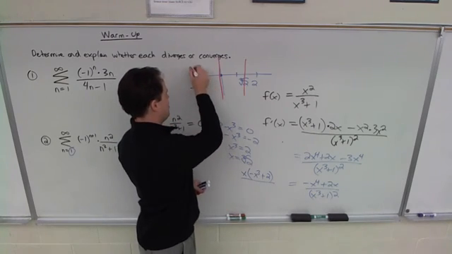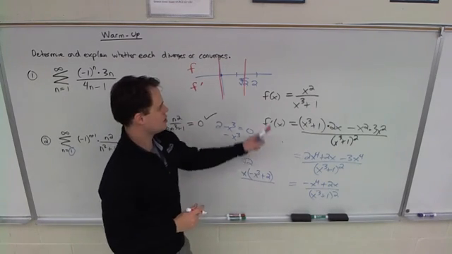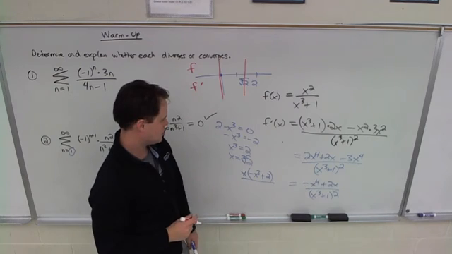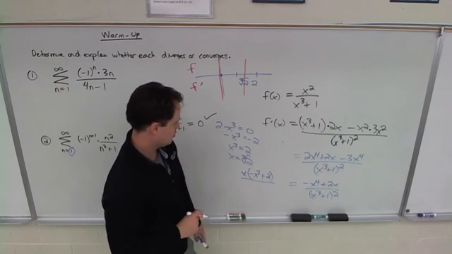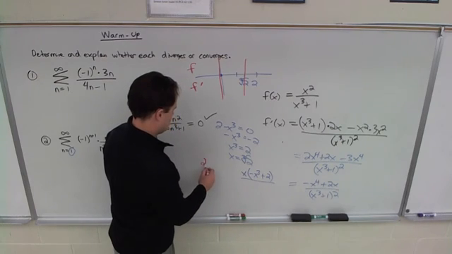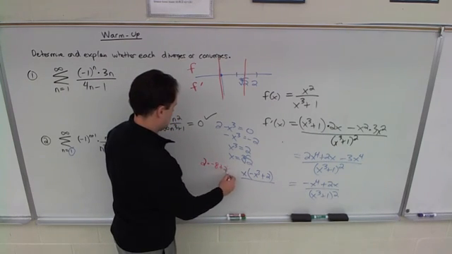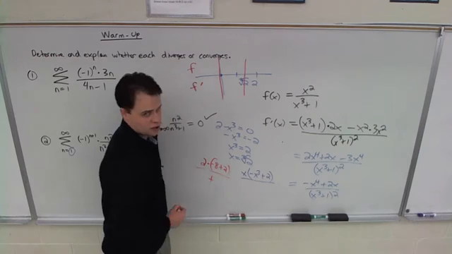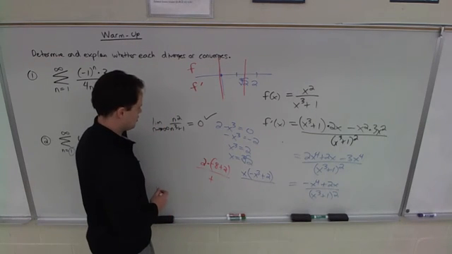So f prime. Let's stick in a test point like 2. If I stick in 2 to that, what do I get? 2 times negative 8 over positive thing.